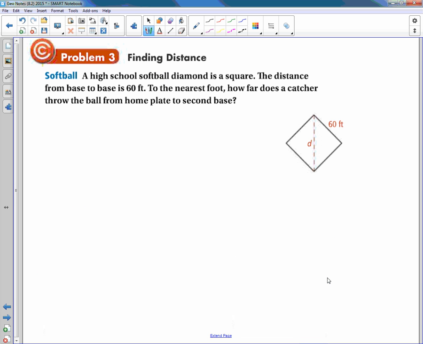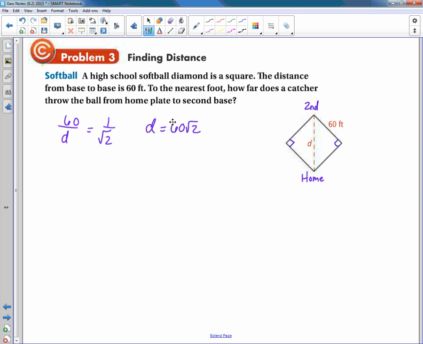A high school softball diamond is a square, which means it has right angles at every intersection, and the distance from base to base is 60 feet, so all of the sides will be 60 feet. To the nearest foot, how far does the catcher throw from second to home? Okay, so we're looking for the hypotenuse. So I'll say leg over hypotenuse is going to be equal to 1 over the square root of 2. And so D will equal 60 times the square root of 2.